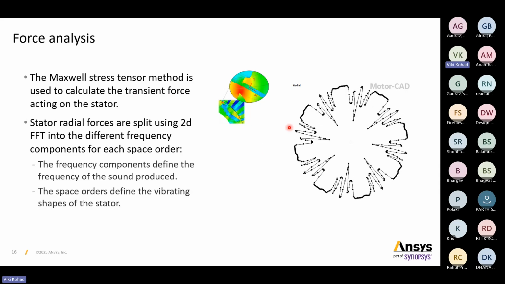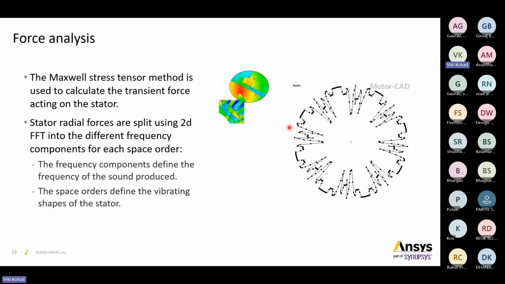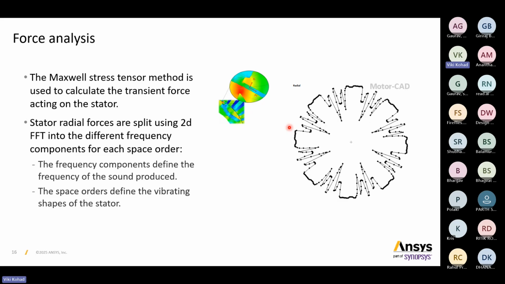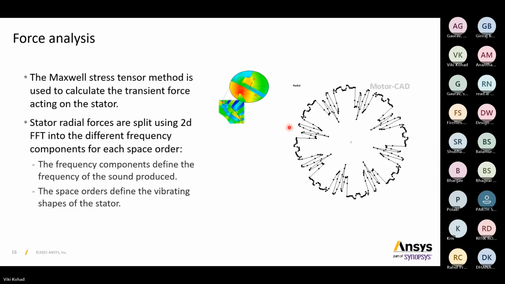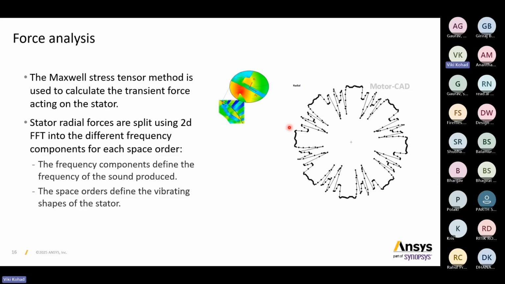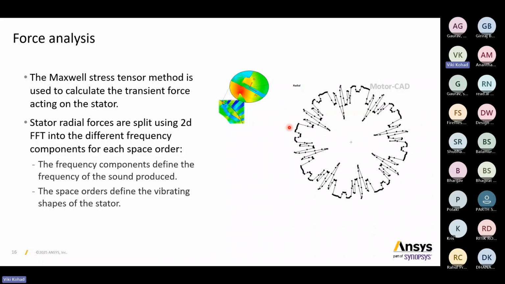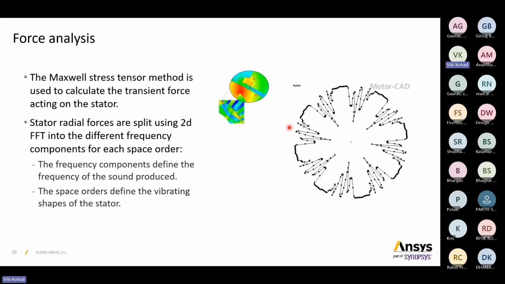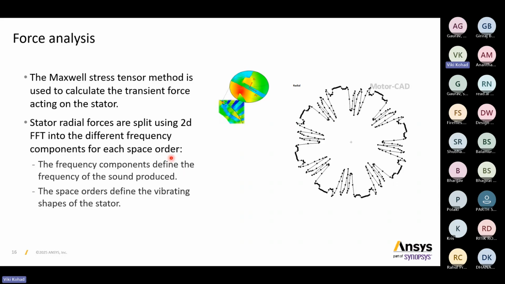After these forces, you can do the FFT transform to know how, due to the torque or due to the radial forces, the Fourier transform looks, how the frequencies look, at which frequency, at which mode, which space order is there, which harmonics are there. So all these you can see.